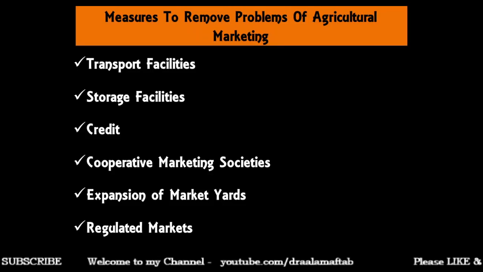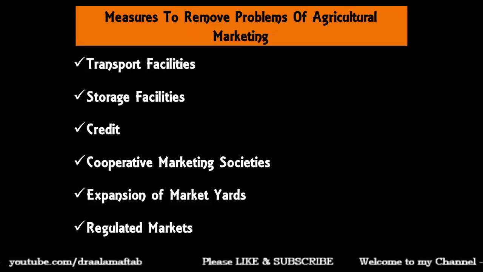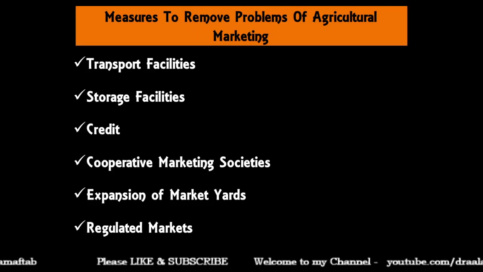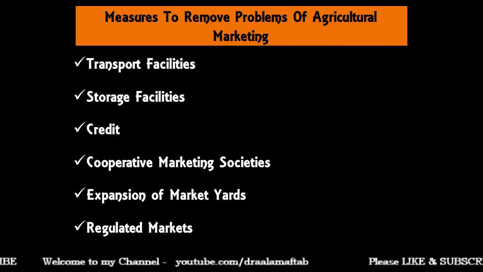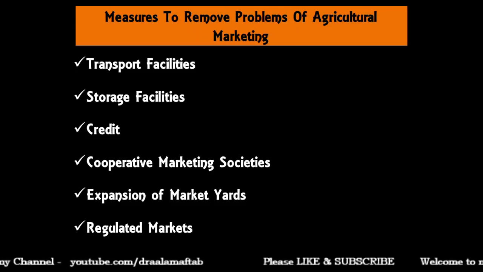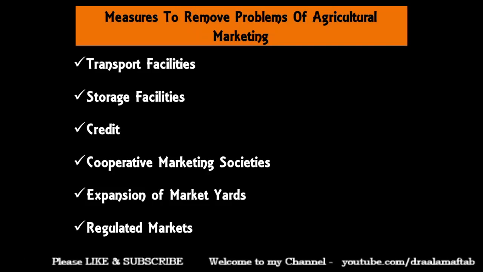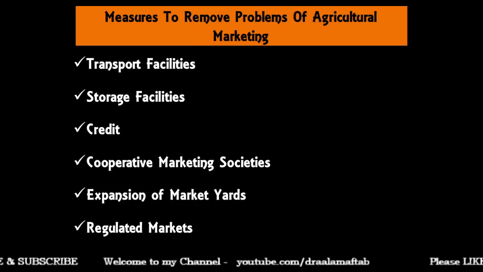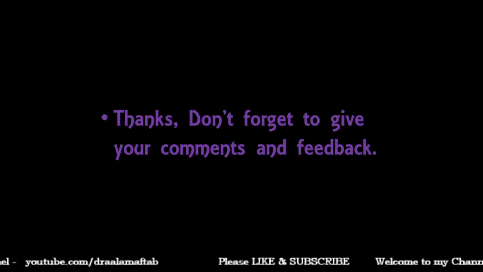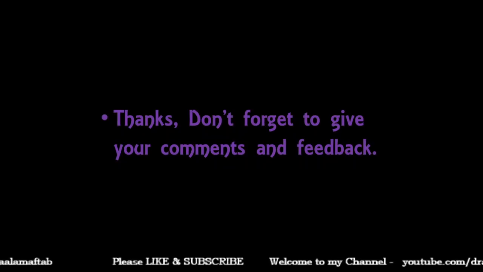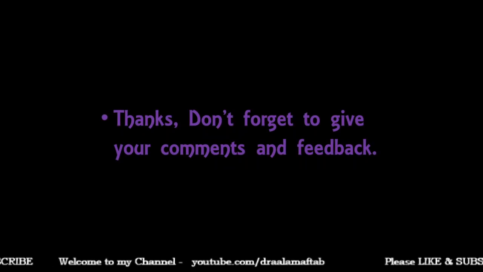Though very recently numerous regulated markets have been set up in various states to safeguard the interest of farmers, still that is not sufficient. So there is a need to increase the reach of this regulation, and it should be expanded all across the country so that the benefit should reach each and every small farmer, and the problem of agriculture marketing can be easily tackled and handled. So this is all about problems of agriculture marketing and the measures to remove it.